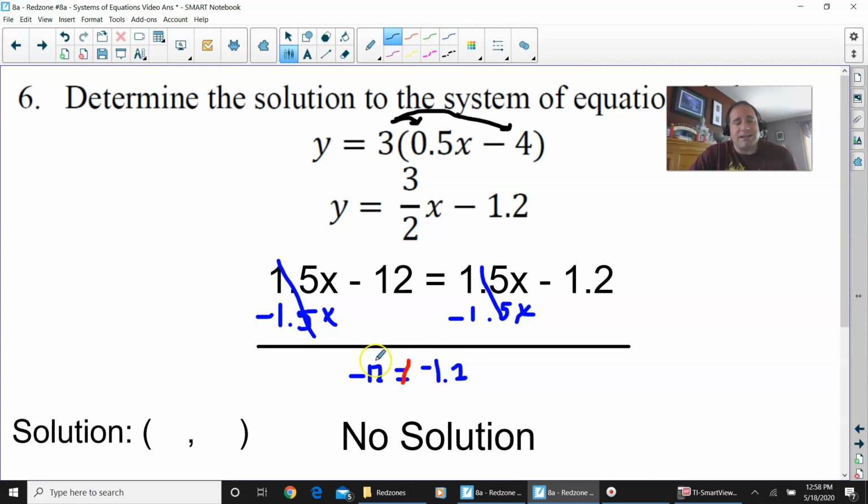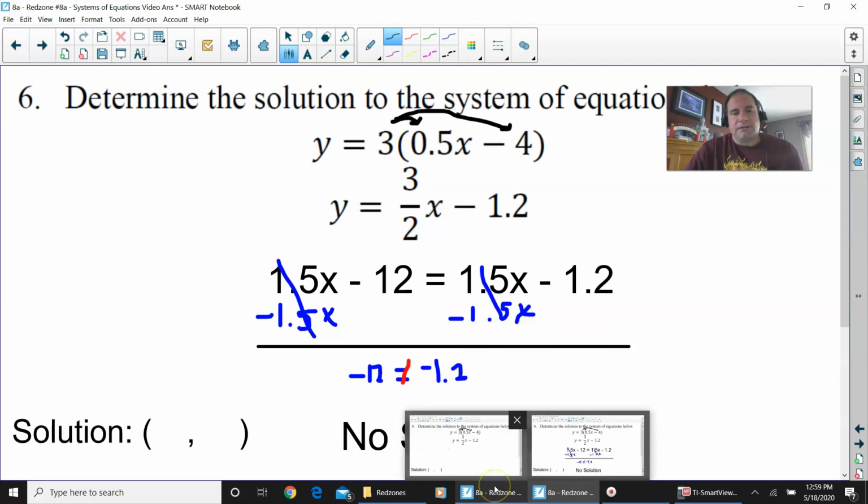So the numbers are not the same on either side, so there's no solution. We don't have a solution for this question. Basically, because at the beginning you have y equals 1.5x minus 12 and y equals 1.5x minus 1.2, it's impossible for those to be equal with the same value of x. So there is no solution, and you prove it by showing this work, and that's it.